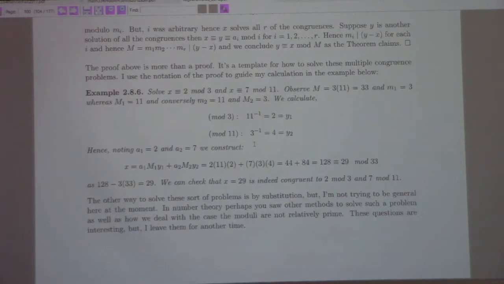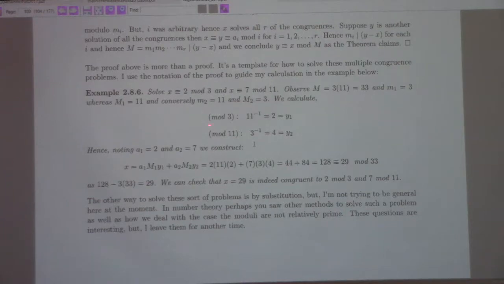Here's a nice simple example of Chinese remaindering. If I want to solve x equals 2 mod 3 and x equals 7 mod 11, I construct my M, the product of all the moduli, which is 33. So if I remove the first modulus, I get... wait a minute, I can't read my own writing. So my first modulus is 3. I divide by 3, I get 11. My second modulus is 11. I divide by 11, I get 3.